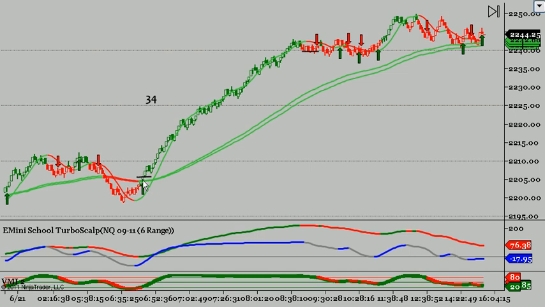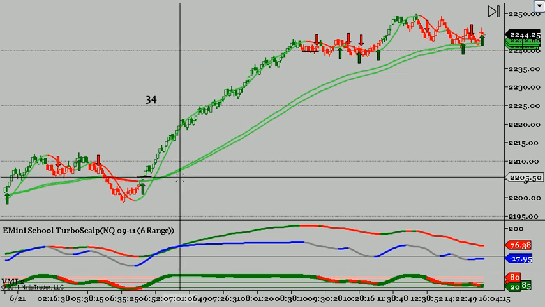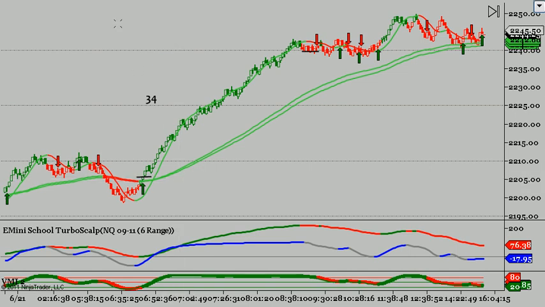We had an NQ scalper signal long at, what was it? Let's see, oh 05. So from that signal, our exit signal is basically once this moving average goes red, we get a close below. So from the entry to the exit was 34 points.